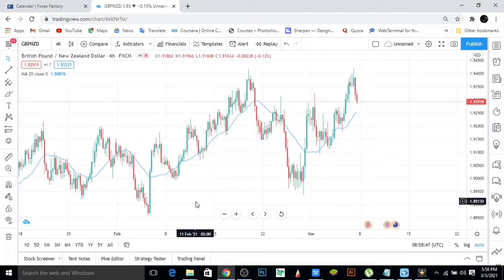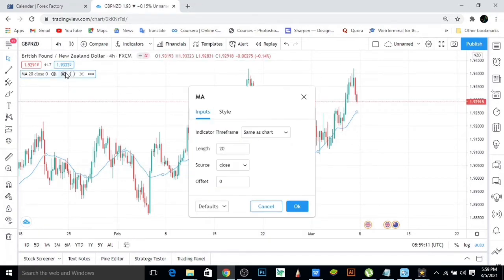Now, even though you can adjust the settings to anything you like, there are still some common moving averages that are used in Forex, right? The most common moving averages you might want to know will be 20, that we've already put here.